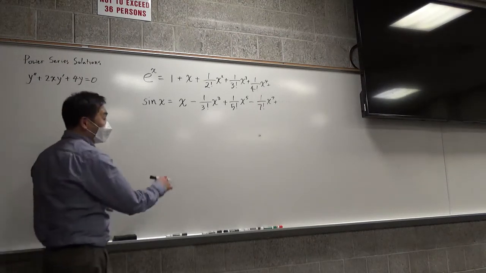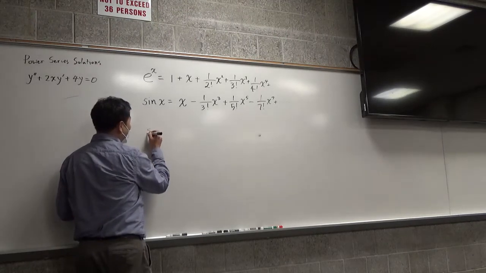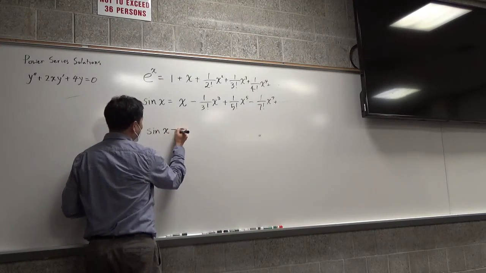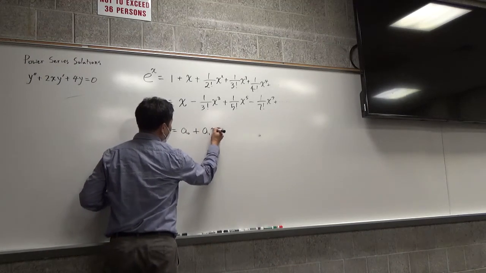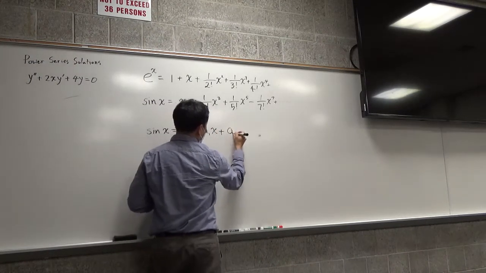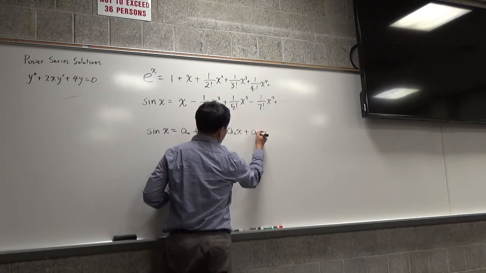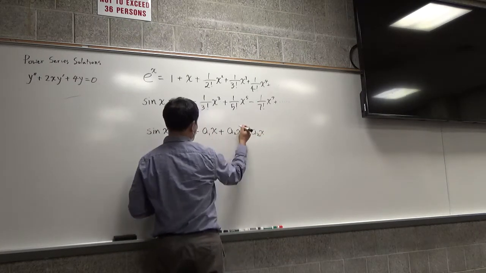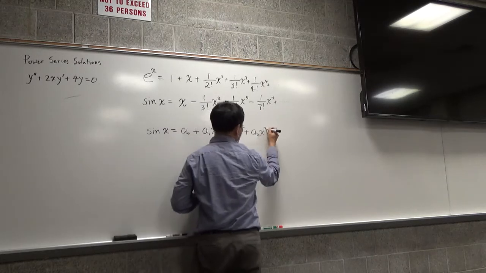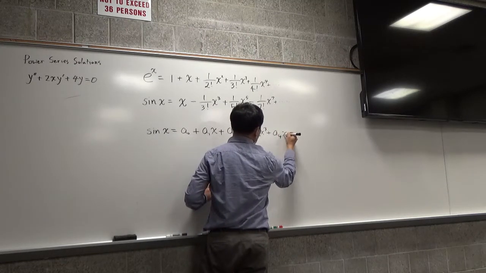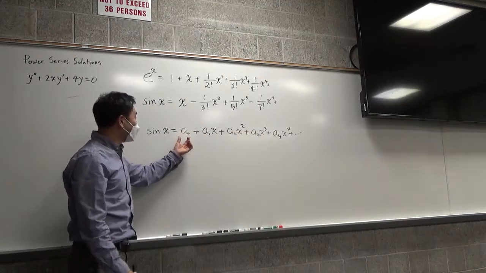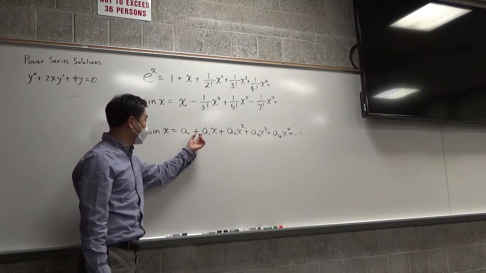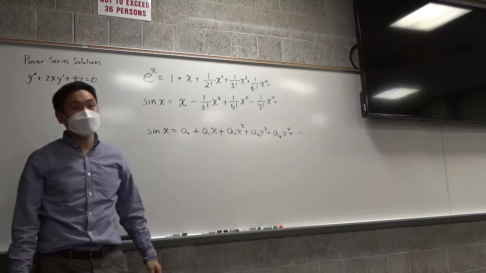Okay. Here's how you do it. You start by assuming that sine x is a0 plus a1x plus a2x squared plus a3x cubed plus a4x to the 4th plus so on. And we're trying to find the unknown coefficients a0, a1, a2, a3, and a4, right?